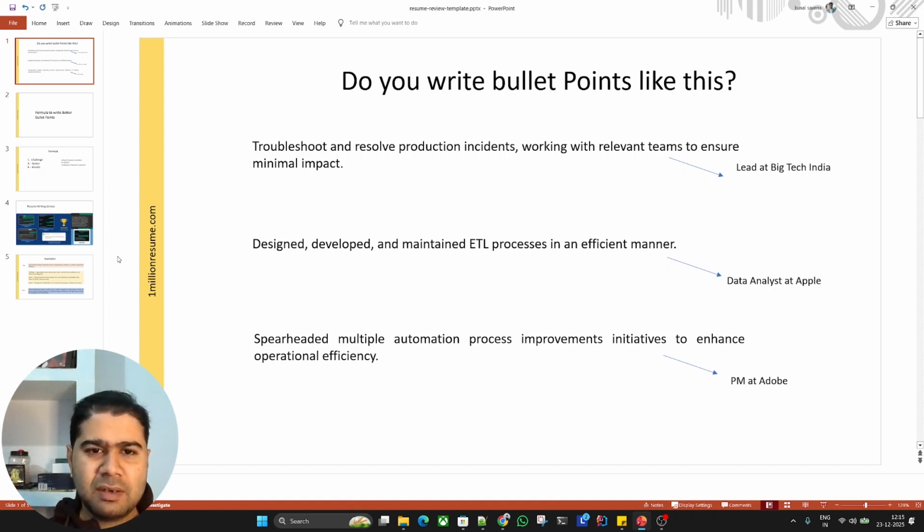Design, develop and maintain ETL processes in an efficient manner. This is again very generic and only talking about the responsibility. Let's take one more example from a PM resume at Adobe. Spearheaded multiple automation process improvement initiatives to enhance operational efficiency. What they all talk about is generic responsibility.